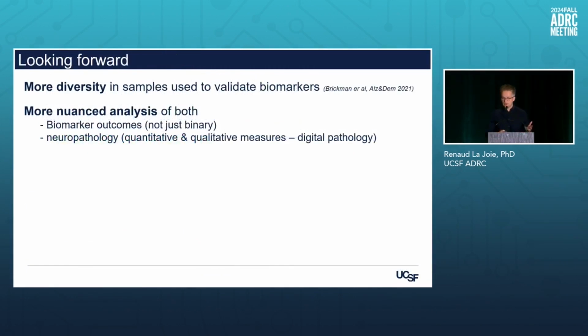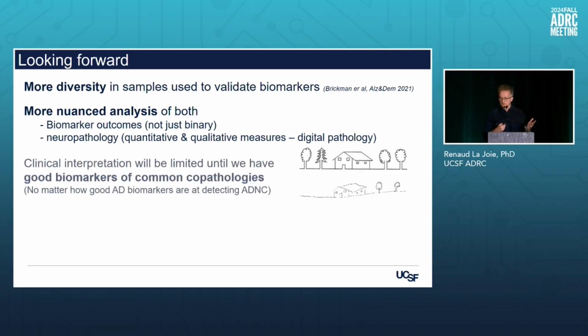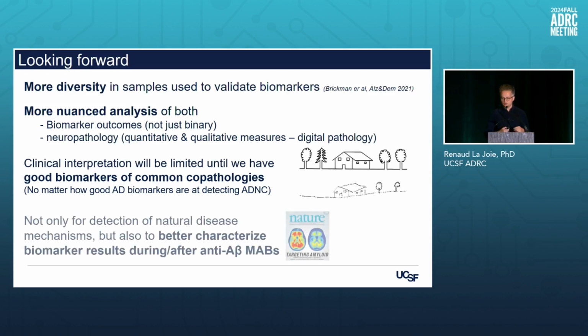So just to summarize, in the future, of course, we'll need, and we've been mentioning this a lot today, and I think the next talk will talk about this as well, more diversity in the sample, because we need the biomarkers to be validated in the population we want to use them for. We probably want to use more nuanced analysis of both biomarkers and neuropathology, and digital pathology is probably going to help us with this. We want to make sure that no matter how good the Alzheimer's biomarkers are at detecting Alzheimer's neuropathological changes, the clinical interpretation will take everything into account, including the other biomarkers.